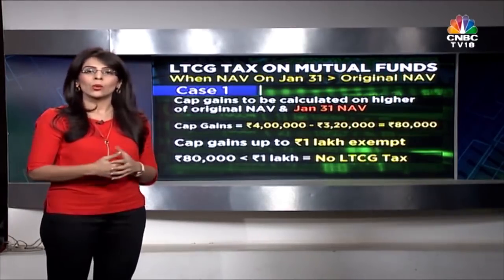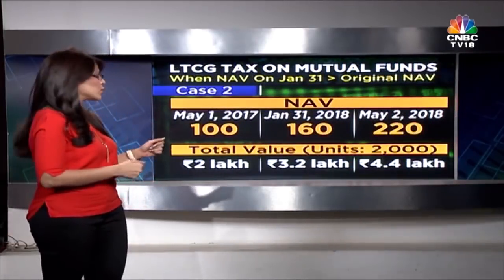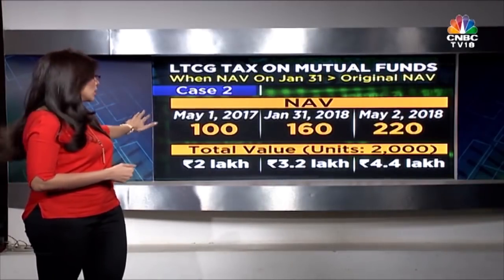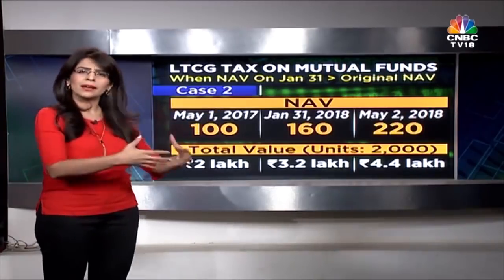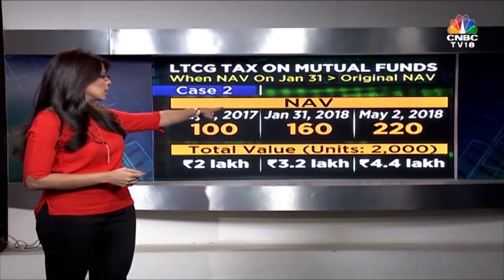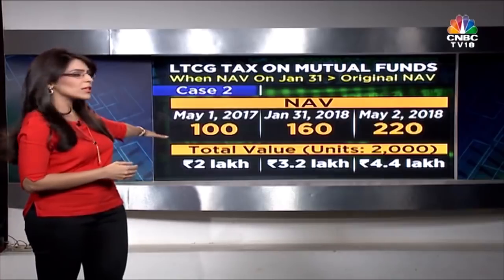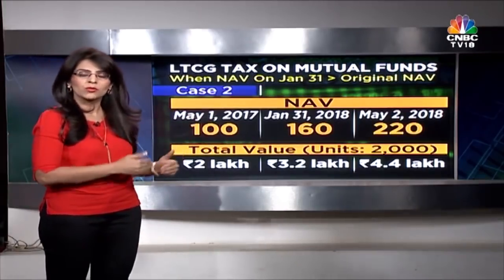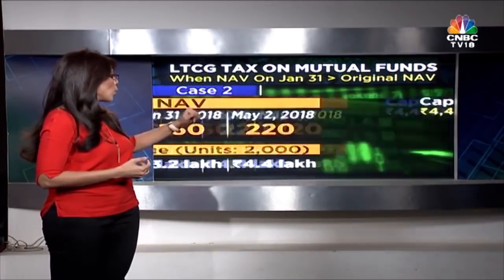Now let's move on and see what happens when you've made even more money in the equity market. How does the taxation change then? The next example, again, at the beginning, your NAV is 100. It moved to 160 on the cutoff date. When you redeemed, the gains were even higher, a better market, a huge bull charge. So your NAV after a year turned into 220. What's going to be the case over here? Original investment was 2 lakhs. It moved to 3.2 lakh on the 31st of January 2018. By the time you redeemed, it was looking even better at 4.4 lakhs.